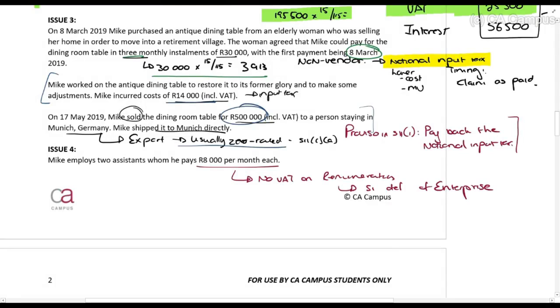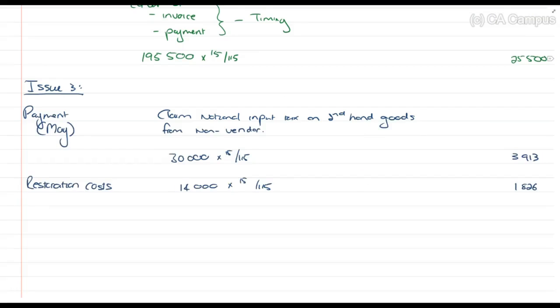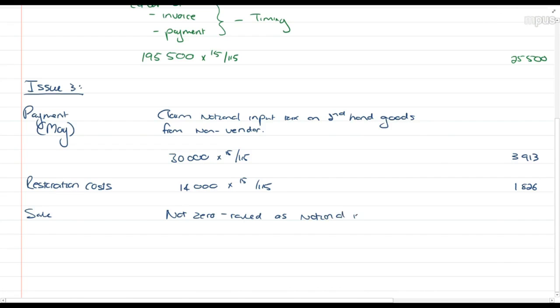Right, this is usually zero rated, guys, but because we claimed notional input tax, you have to repay the notional input tax. Now, how much was the notional input tax? It was 30,000 rands times 15 over 115 times 3, because there were 3 monthly installments. So the sale is not zero rated as notional input tax was claimed.